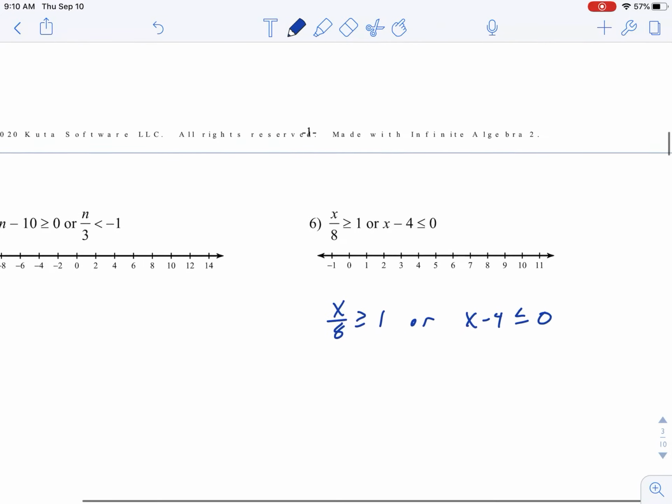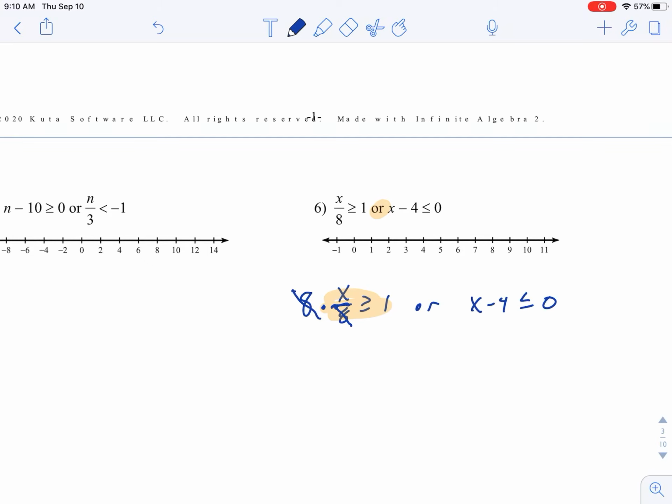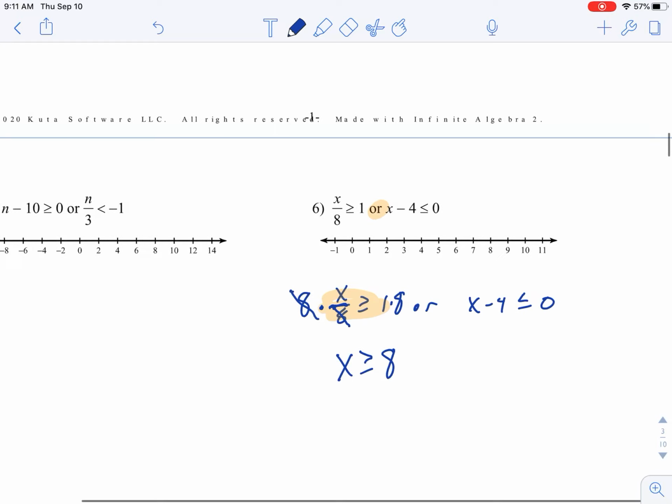Let's look at number 6. Number 6, hopefully you can see, has an OR in it. So we need to work these out separately. The first inequality over here, to isolate x, we're going to have to cancel out this 8. Since 8 is being divided presently, you must multiply by 8. Multiply and divide are opposites, they cancel out. And multiply the other side by 8, you get x is greater than or equal to 1 times 8 is 8. On the second inequality, to isolate x, we're simply going to have to add 4 to both sides. That cancels out. X is less than or equal to 4.